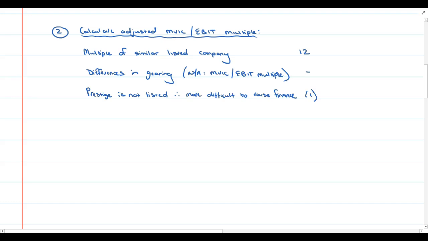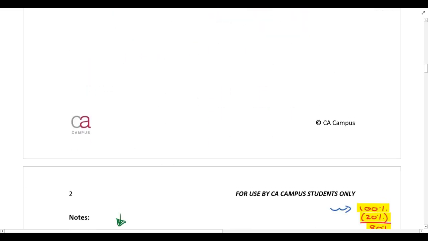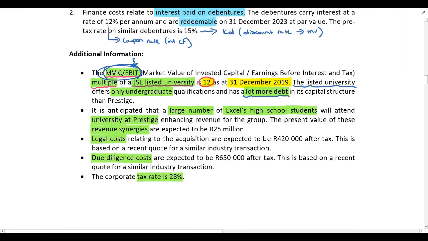We then need to consider whether they are reliant on a small number of key employees. Once again, we haven't been given any information that makes us believe Prestige is reliant on a small number of key employees, so we won't process an adjustment over there. We then need to look at the diversity of product ranges. Here we definitely have an adjustment to process because we know that Prestige has diverse offerings, including undergraduate and postgraduate qualifications, whereas the similar listed company only offers undergraduate qualifications. So Prestige has a more diverse product offering, and that will obviously make them less risky, and we will then increase the multiple.